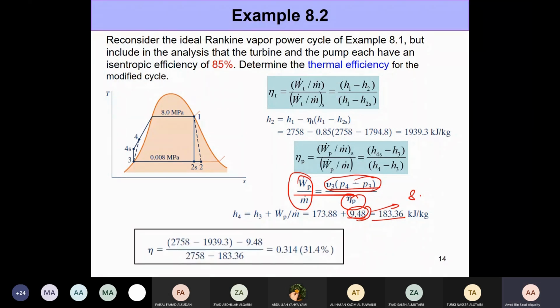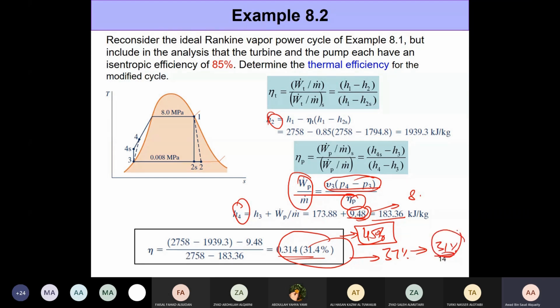All right, so once you have the updated value for H4 and H2, we can plug it into this thermal efficiency equation, and this is what we get, 31.4. We said the thermal efficiency of practical power plants is approaching 45%, but the thermal efficiency that we're having here is 31%. And if you notice, it's a huge drop. We had 37.1 in the reversible or the ideal case, but when we consider the isentropic efficiencies, it came down to 31%.